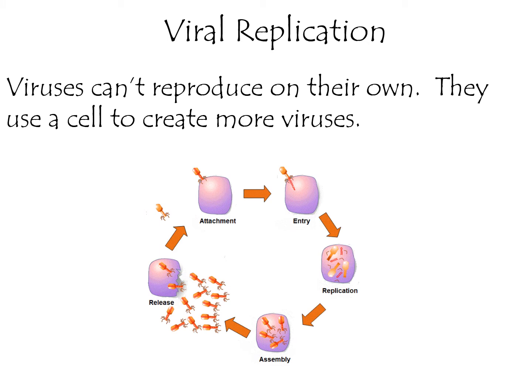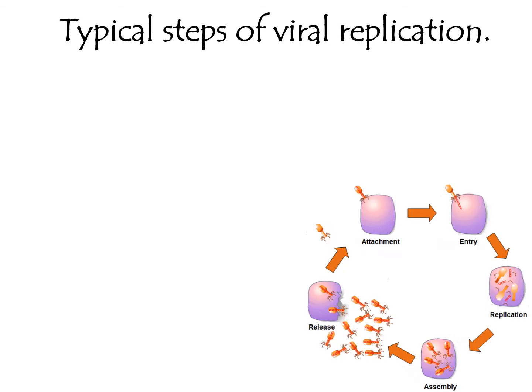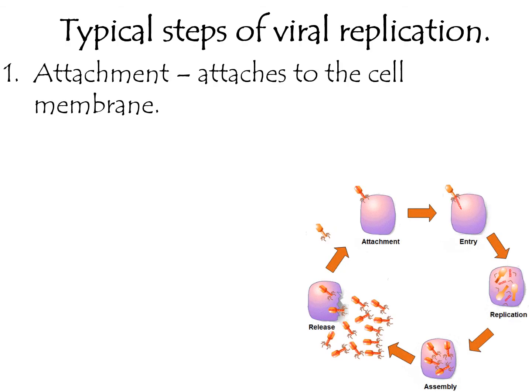Now let's take a look at viral replication. So viruses cannot reproduce on their own. They use a cell to create more viruses. So they infect a cell and turn the cell into a virus-making factory. So let's take a look at the steps of virus replication. So step one is attachment. So the virus attaches to the cell membrane.